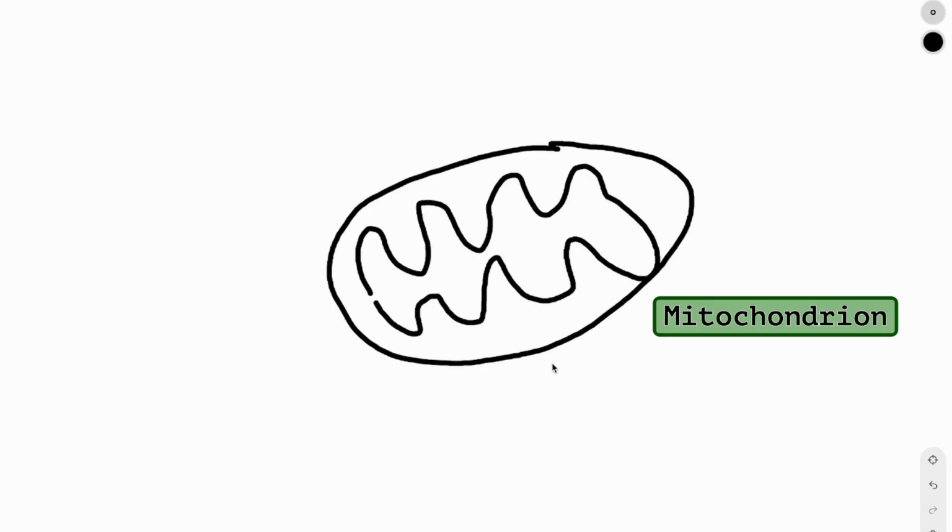Here is the mitochondrion. Its surface area inside has been optimized for ATP production, and it's also where most of the processes of cellular respiration occur.